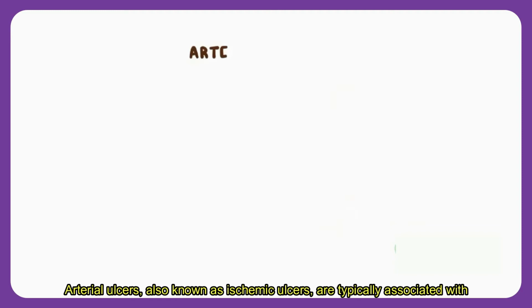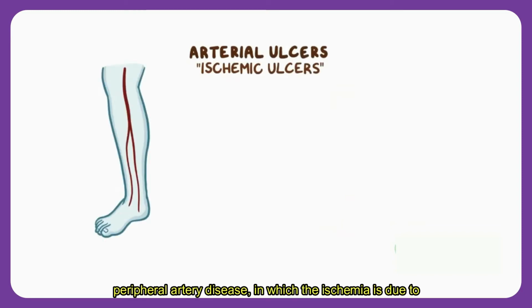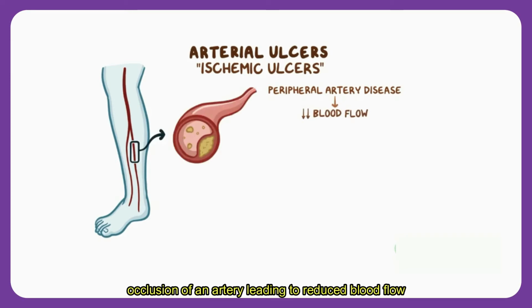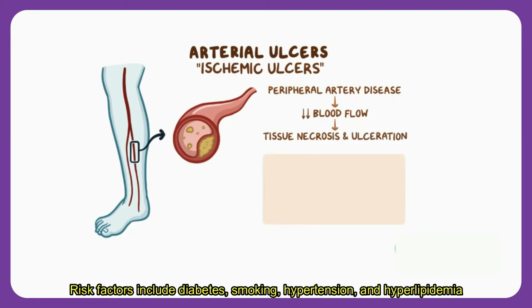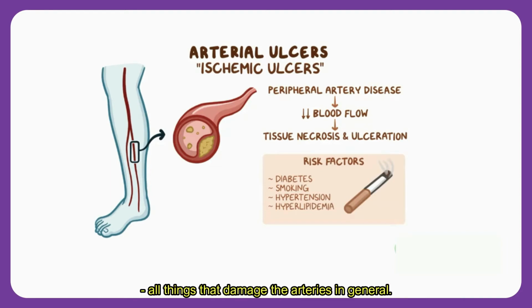Arterial ulcers, also known as ischemic ulcers, are typically associated with peripheral artery disease, in which the ischemia is due to occlusion of an artery leading to reduced blood flow to the tissue, leading to tissue necrosis and ulceration. Risk factors include diabetes, smoking, hypertension, and hyperlipidemia. All things that damage the arteries in general.